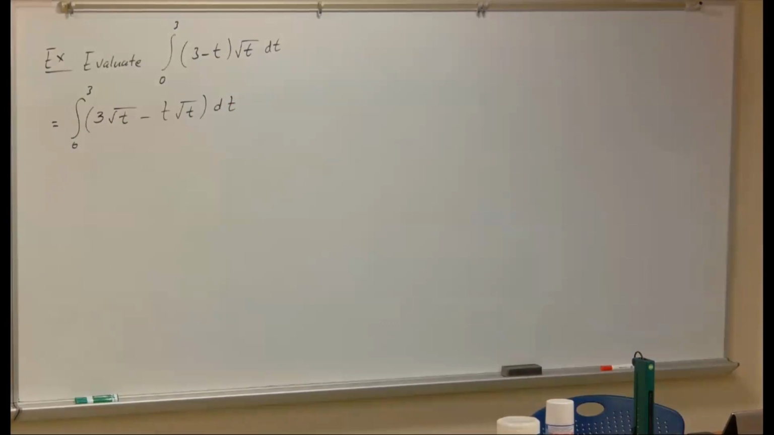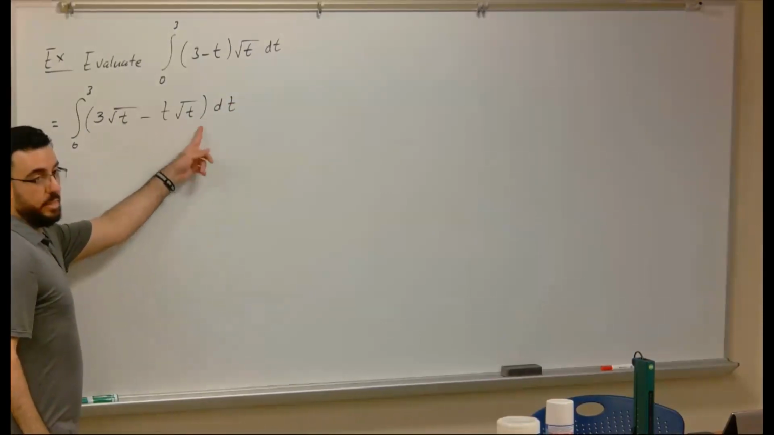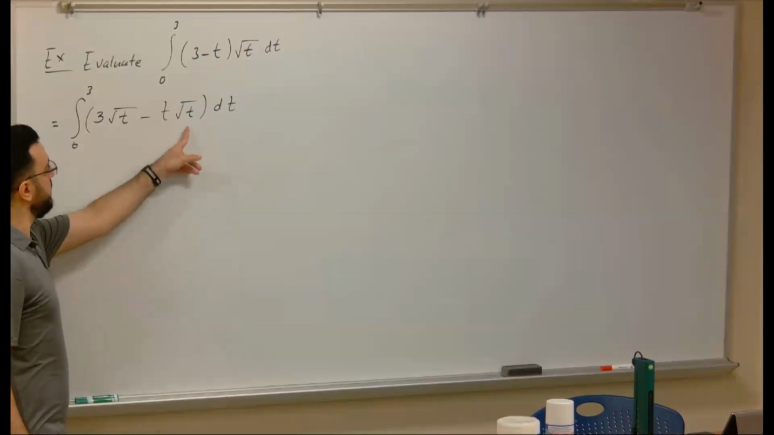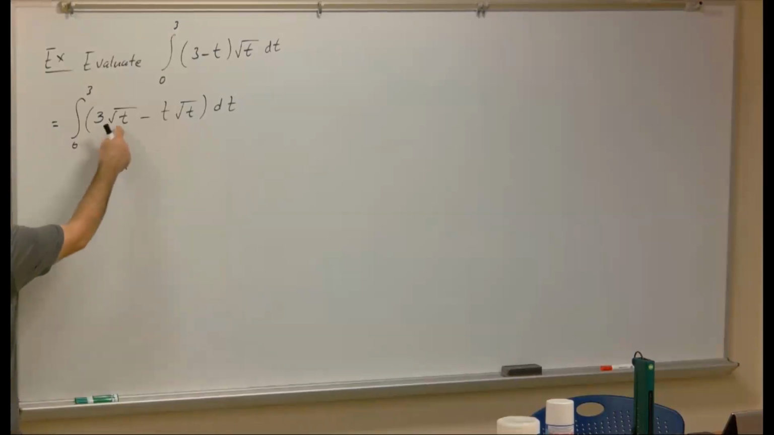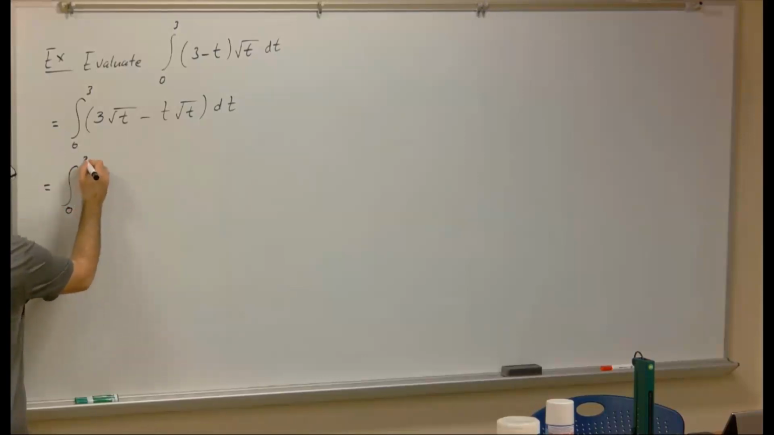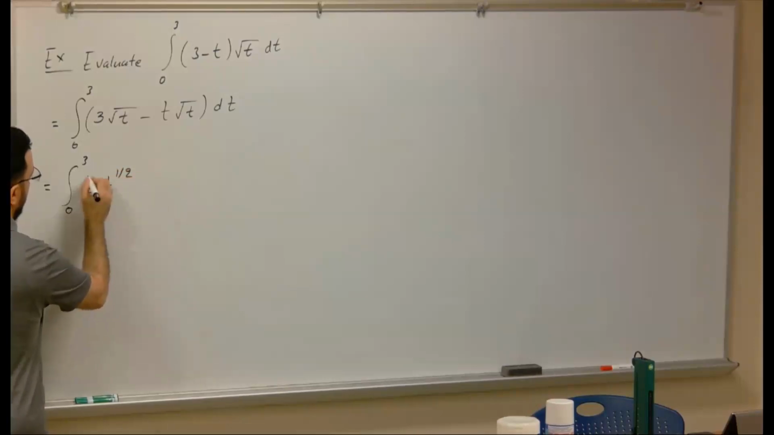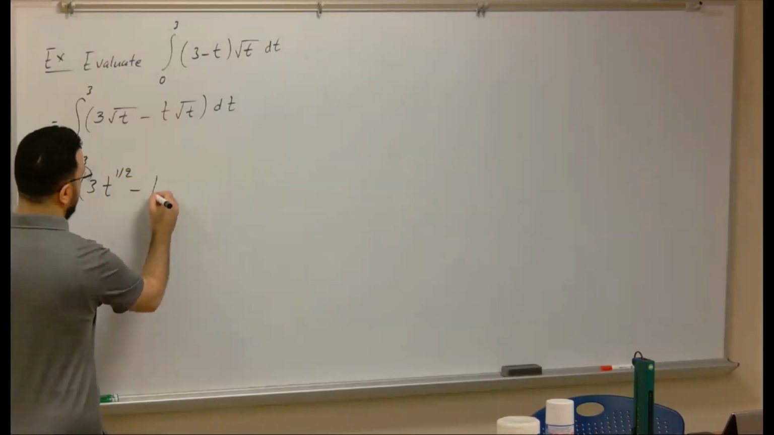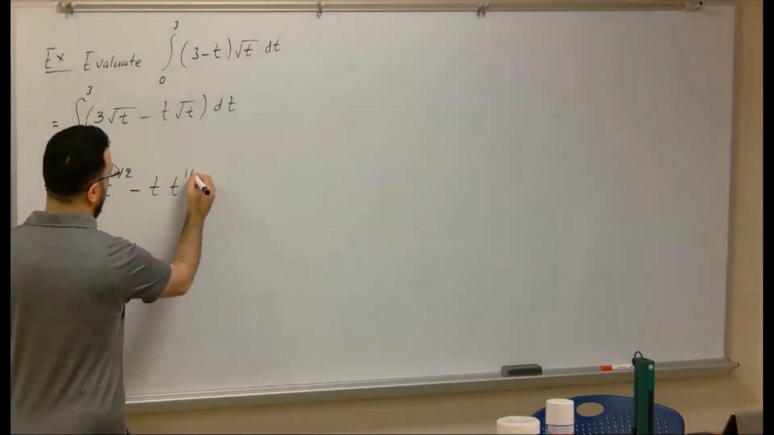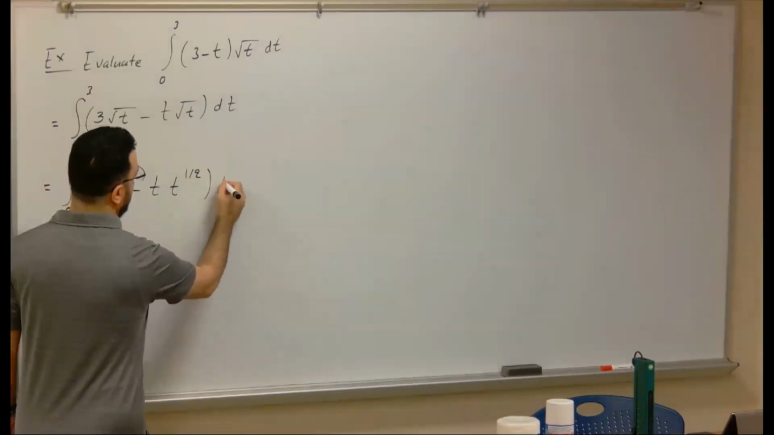Now, next step: if you look here, it's the same base, but I need to convert the square roots to exponents. So the integral from 0 to 3 of 3t to the half, minus t, and here is t to the half, dt.